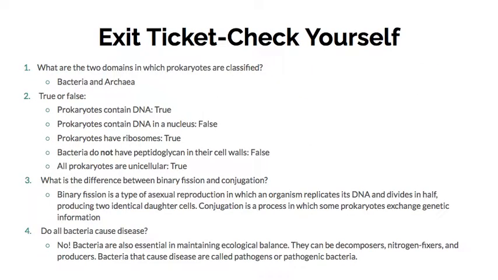Okay, so the two domains for prokaryotes were bacteria and archaea. Here is our true or false. Prokaryotes contain DNA, but they do not contain DNA in a nucleus. Prokaryotes have ribosomes, and remember, bacteria did have peptidoglycan in their cell walls. That's why the statement is false. And then all prokaryotes were unicellular. Binary fission was a type of asexual reproduction in which an organism replicates its DNA and divides in half, producing two identical daughter cells. Conjugation was the process in which some prokaryotes exchange genetic information.